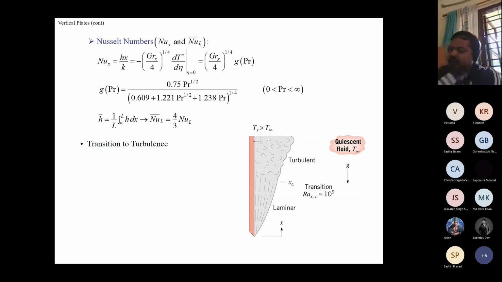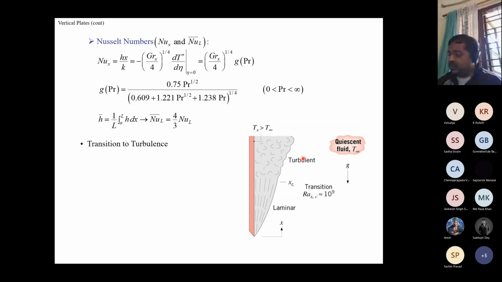Now what happens is if the Grashof number keeps increasing, because of what is called the amplification of these disturbances, we have something called flow instability. And as a result, the flow changes from laminar to turbulent. It is no longer going up in layers like this, but instead it changes and it kind of disperses. And that is when we transition from laminar flow to turbulent flow.